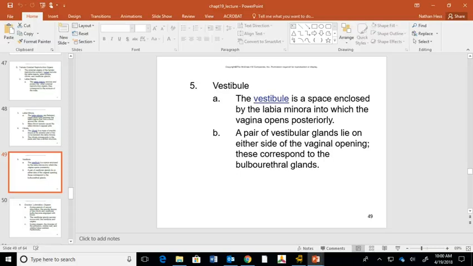So this space that is enclosed by the labia minora, and then the vaginal opening, there's actually this little bit of space, and they're calling that the vestibule. And again, this is where those glands are. Remember the Skene's glands and the Bartholin's glands that basically correspond with the bulbourethral glands, the prostate gland, and the seminal vesicle, right, that are producing this lubricating fluid? Questions there?